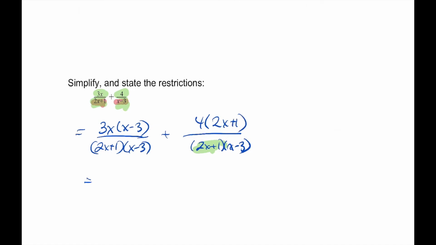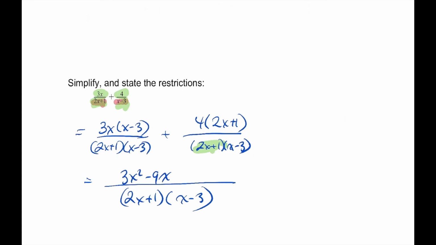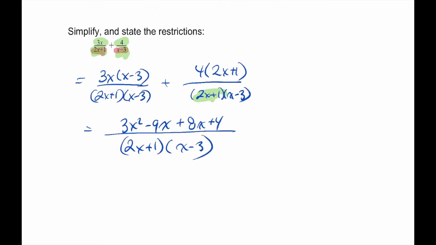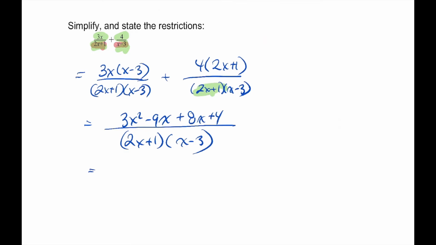And again, we just have to expand and simplify. In this case, I'm going to write this all over one fraction for now. And so we quickly expand. We get 3x squared minus 9x. And the other polynomial we expanded is going to be plus 8x plus 4. Then we just have to combine our like terms in our numerator. So we get 3x squared, negative 9x plus 8x is going to be negative x, plus 4, all over 2x plus 1 times x minus 3.